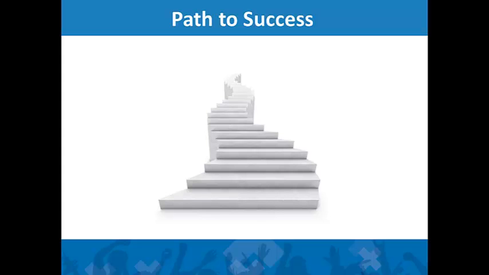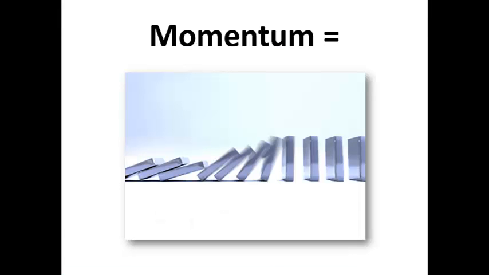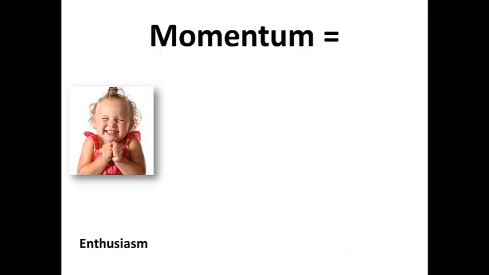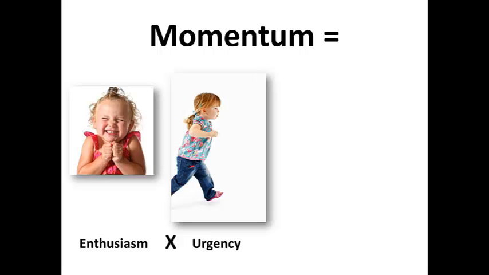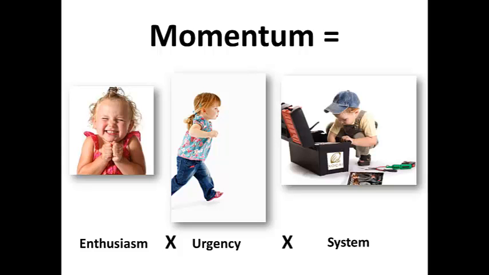This path to success was designed to create momentum in your group. And to get momentum going, you really need three key components. The first is enthusiasm. Your enthusiasm and your group's enthusiasm. The second is a sense of urgency. The feeling that I'm going to get this done. I'm going to get it done now. And I want to promote that same sense of urgency throughout my group. And the third key component that you need for momentum is a system that will support enthusiasm and urgency.